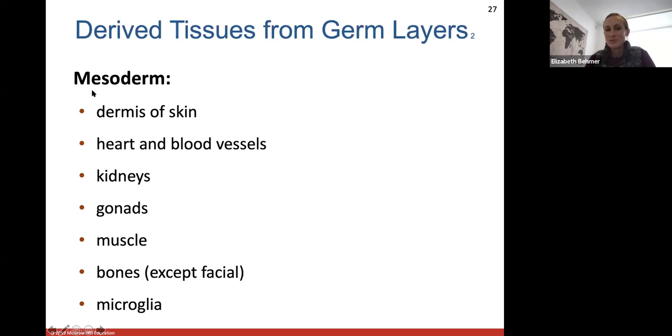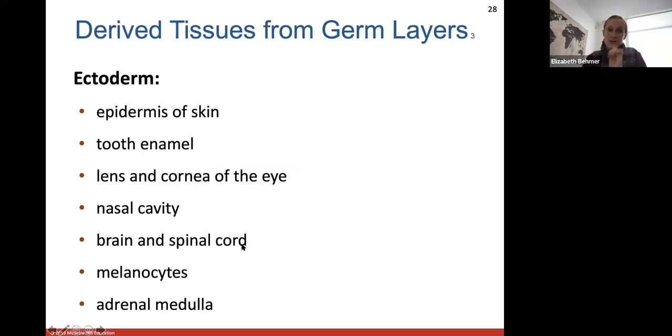So the mesoderm forms the dermis of the skin, heart and blood vessels, kidneys, gonads, muscle, bones, all except your facial bones, and microglia, which are kind of supporting cells, glia cells of the nervous system. And then the ectoderm also forms the outer layer of the skin, so the epidermis, tooth enamel, the lens and cornea of the eye, nasal cavity. The ectoderm is what will form your brain and spinal cord, which is a big one. Melanocytes are the cells that go on to produce melanin to protect against harmful UV rays, and the adrenal medulla, which is a part of the adrenal gland.